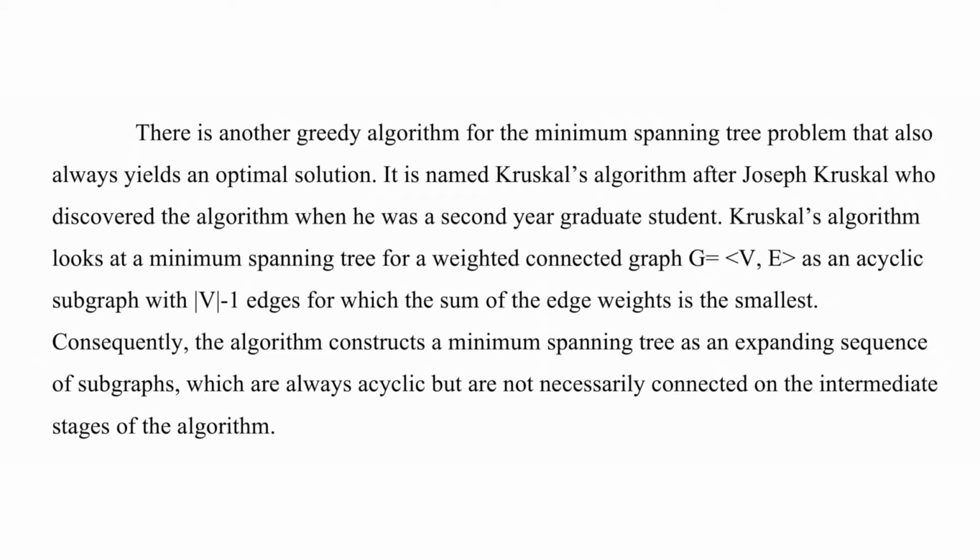Kruskal's algorithm looks at a minimum spanning tree for a weighted connected graph G with vertex set V and edge set E as an acyclic subgraph with |V| minus 1 edges, that is, the cardinality of V minus 1 number of edges, for which the sum of the edge weights is the smallest. Consequently, the algorithm constructs a minimum spanning tree as an expanding sequence of subgraphs which are always acyclic but are not necessarily connected on the intermediate stages of the algorithm.